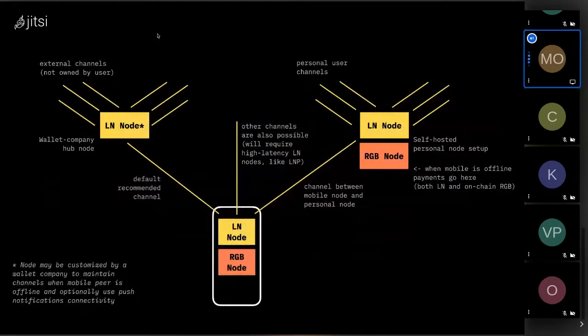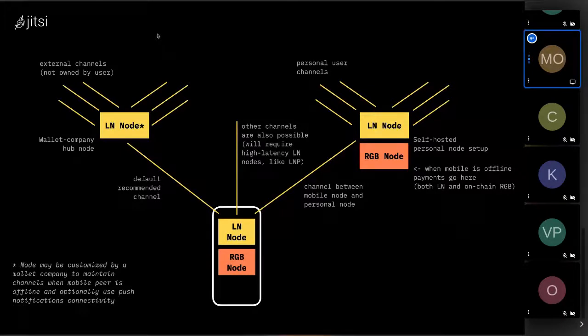At the end of the presentation, I have two slides which I'd like to discuss with you. The first is related to how LNP node and RGB node can be used with mobiles. And this is basically a design that we came to during the course of our integration discussions and work with Bitfinex, and from our own experience in developing mobile wallets.